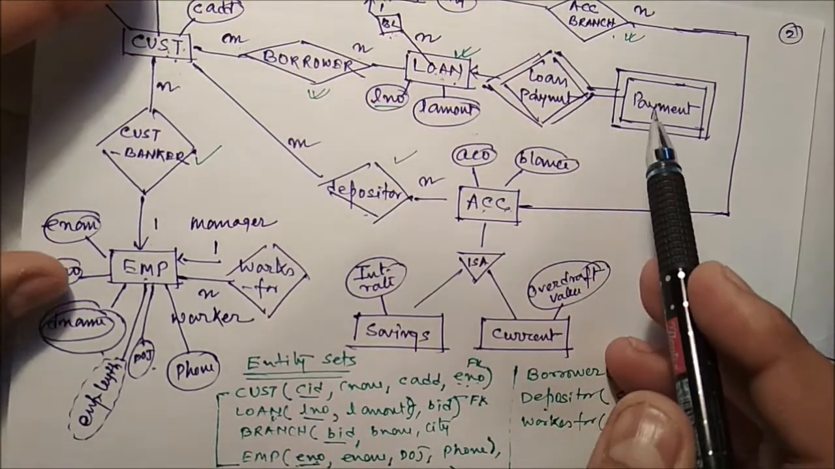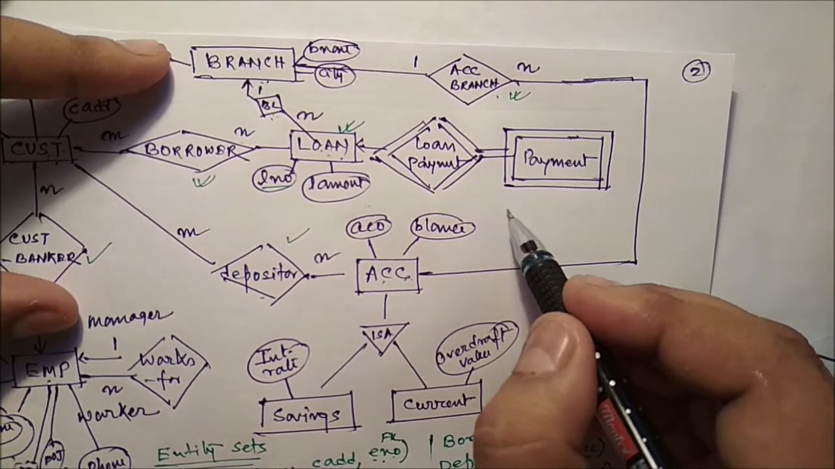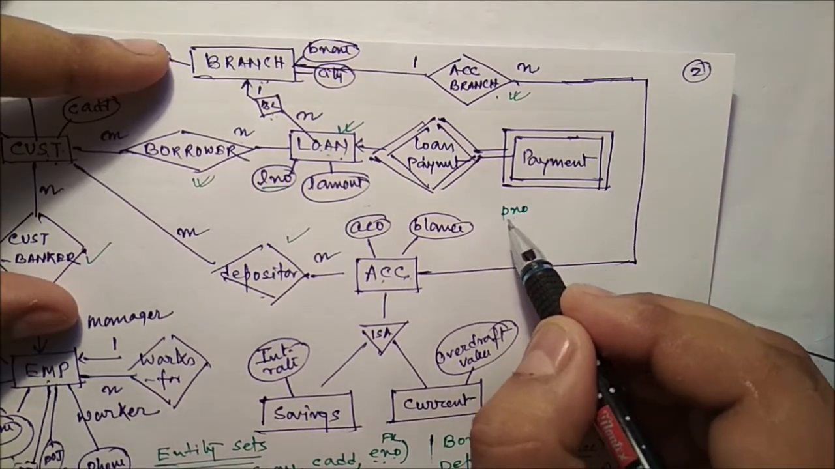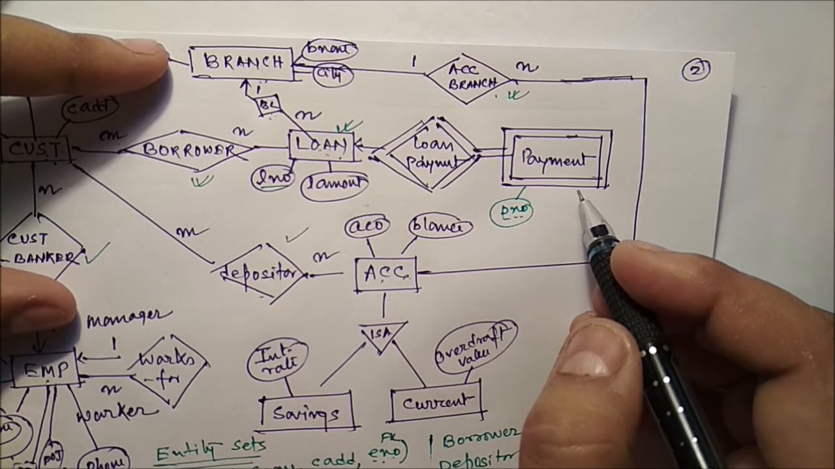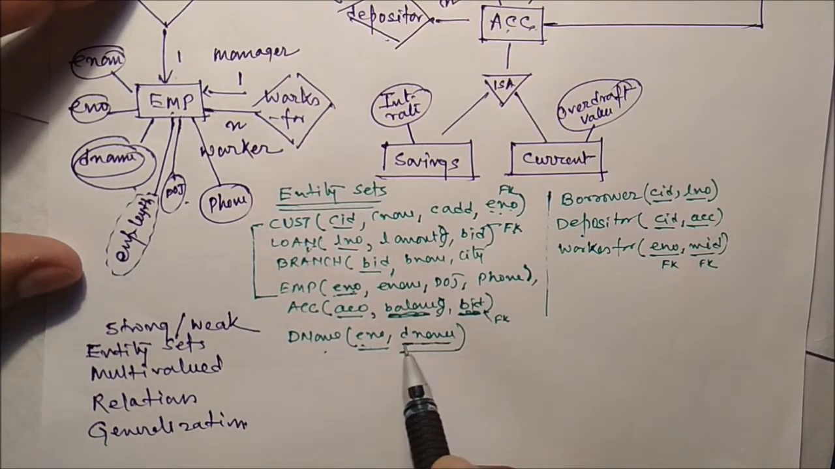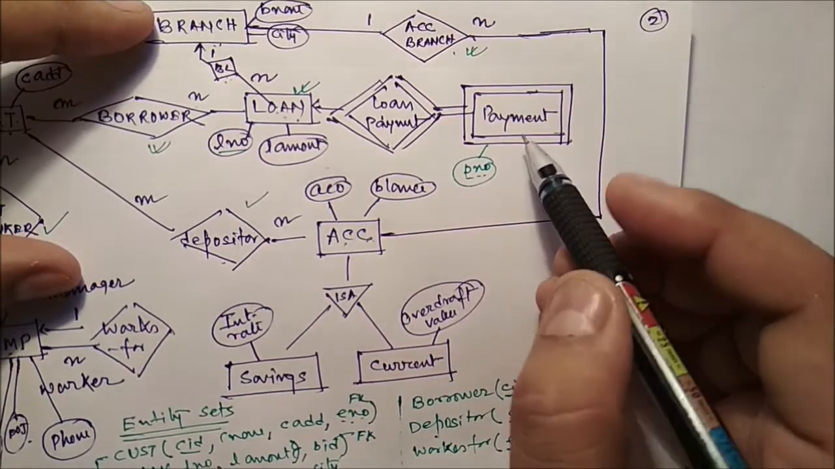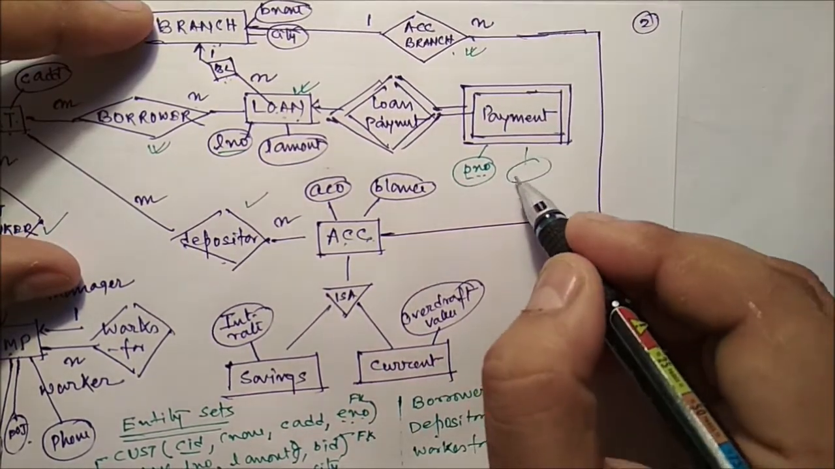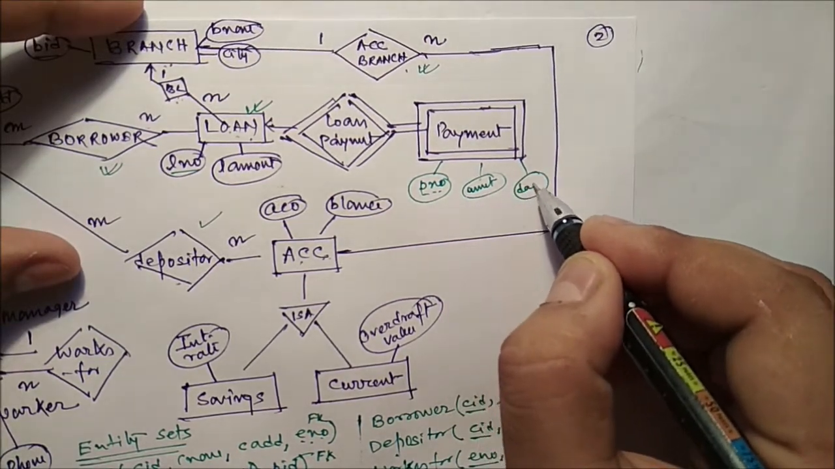Now next is payment. So here it is what? It is a weak entity set. Say maybe the payment number is there. It is a partial key. Sorry, dependent name is not a partial key because it is multi-valued. Partial key is used only in the weak entity set. And say payment amount and date.